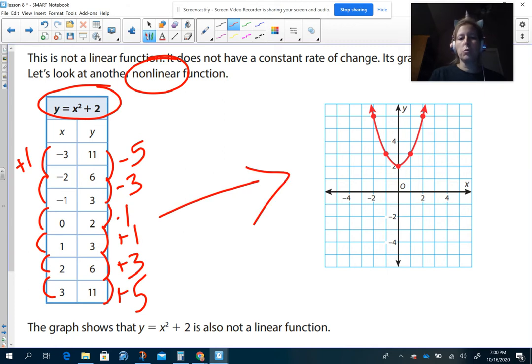And then look what happens when we graph it. It's definitely a curve, right? There's no straight line. There is no straight line.